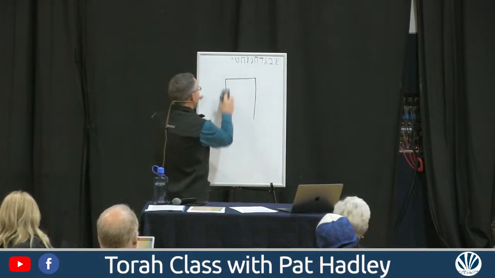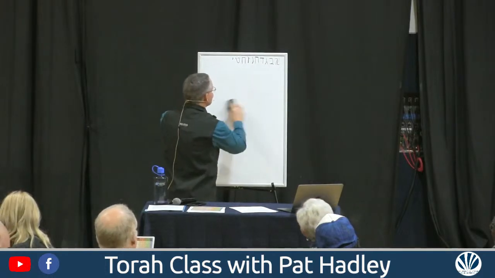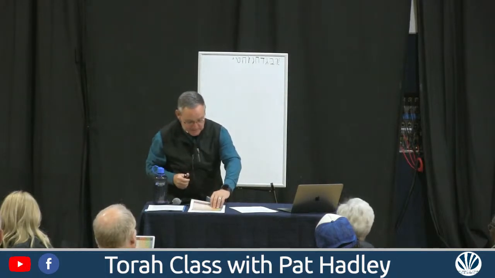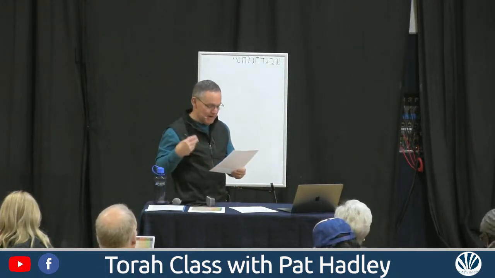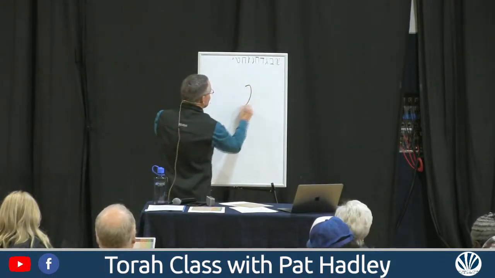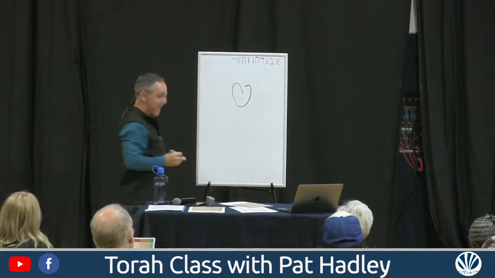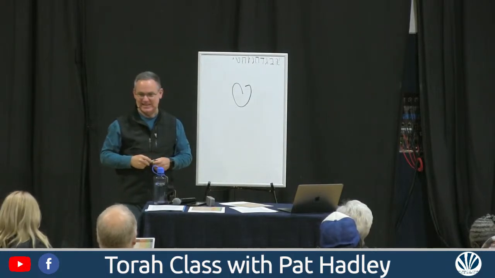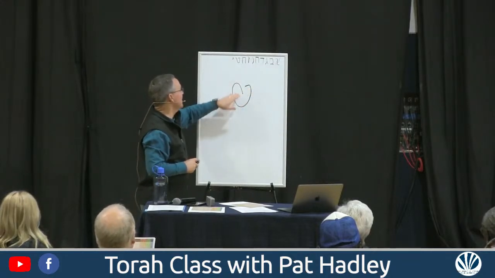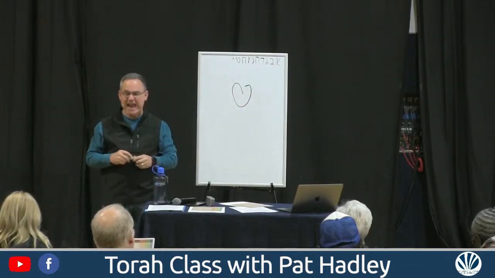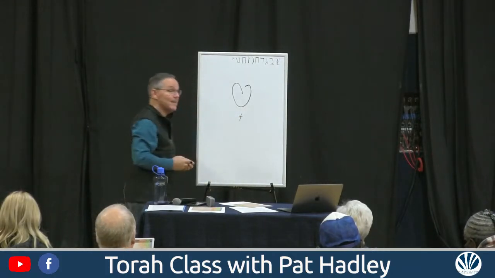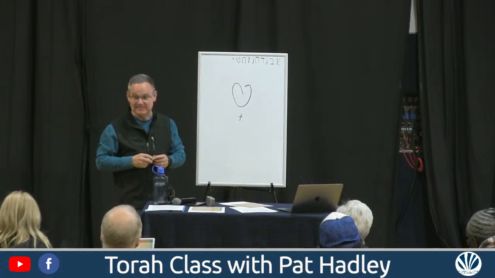The next letter is not easy for me to make, because I'm not an artist, but I make it like this. It's a tet. It looks a little bit like a Valentine's heart that's not all the way closed. Tet makes a t, just like T.